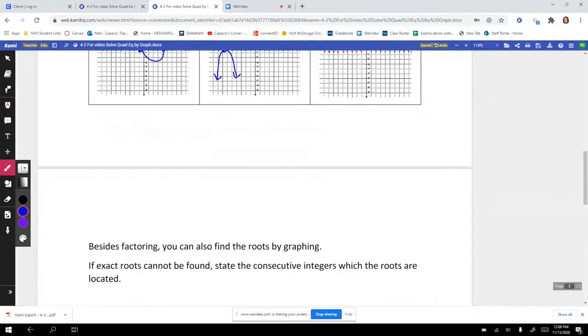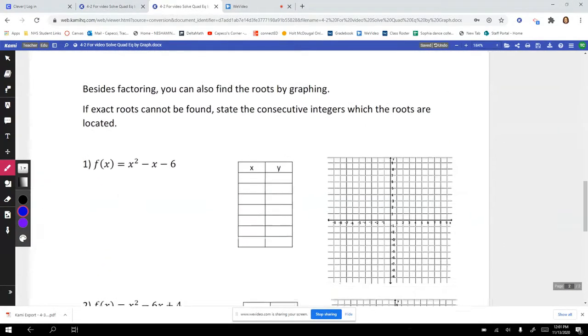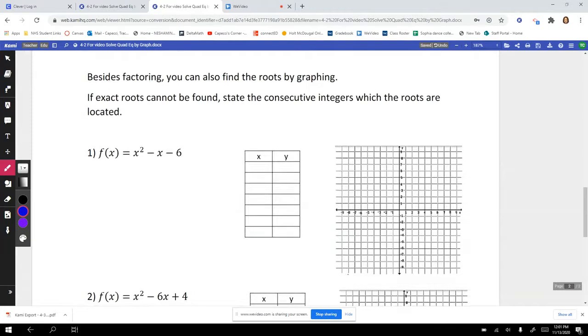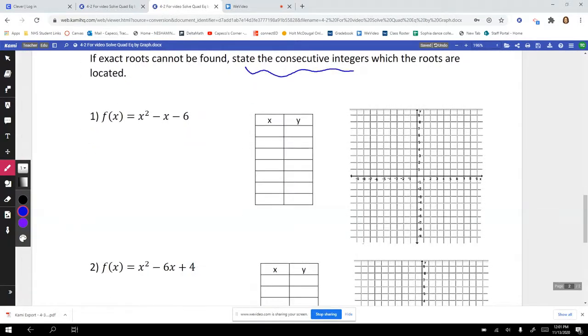All right? So we're going to graph some today. Besides factoring, you can also find roots by graphing, which is what we're going to do. If exact roots cannot be found, we're going to state the consecutive integers between which the roots are located. All right, so let's look at number 1. We're going to graph, like we have in the past.